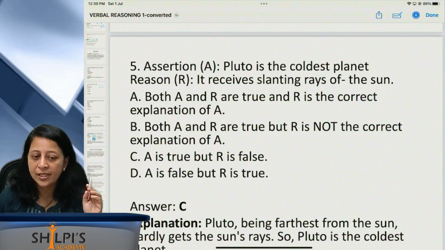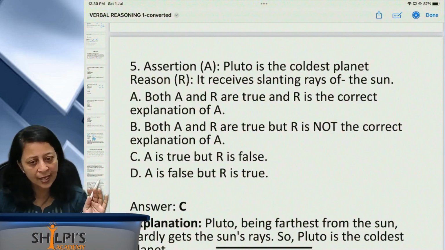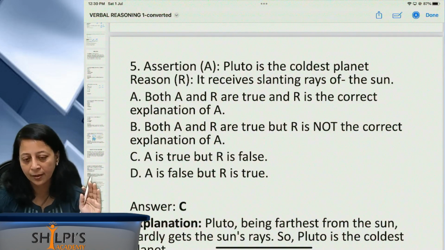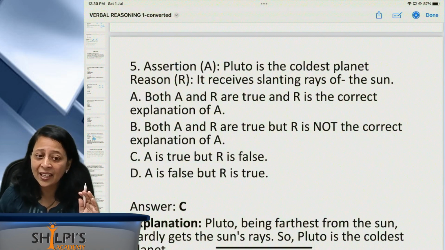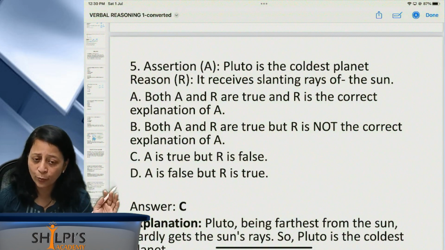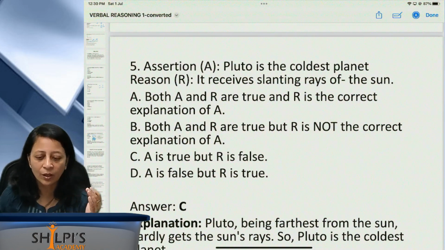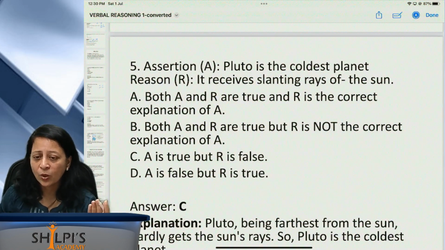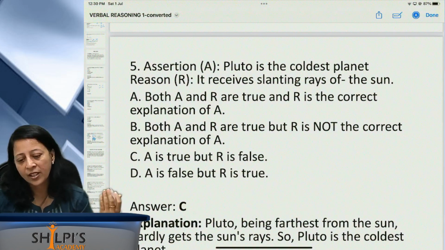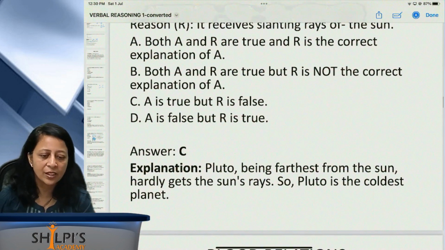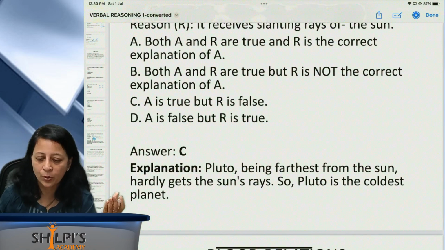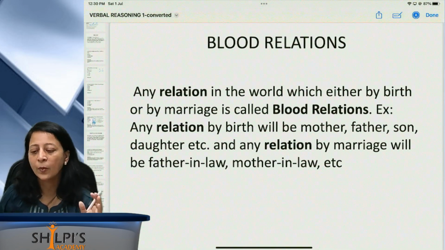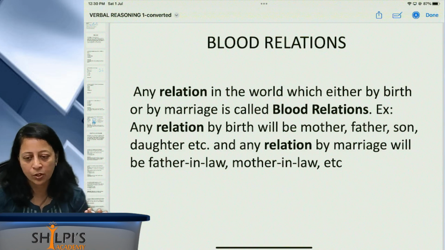Pluto is the coldest planet. Okay, it is an agreed thing. Everyone knows that it is the coldest planet because it's very, very far from the sun. It receives slanting rays of the sun. It is too far from the sun, that is why we call it cold. How can you get a slanting ray of the sun? So your A is true and R is false. Pluto being farthest from the sun hardly gets the sun's rays, so Pluto is the coldest planet. So that's how your assertion reason question comes, students.